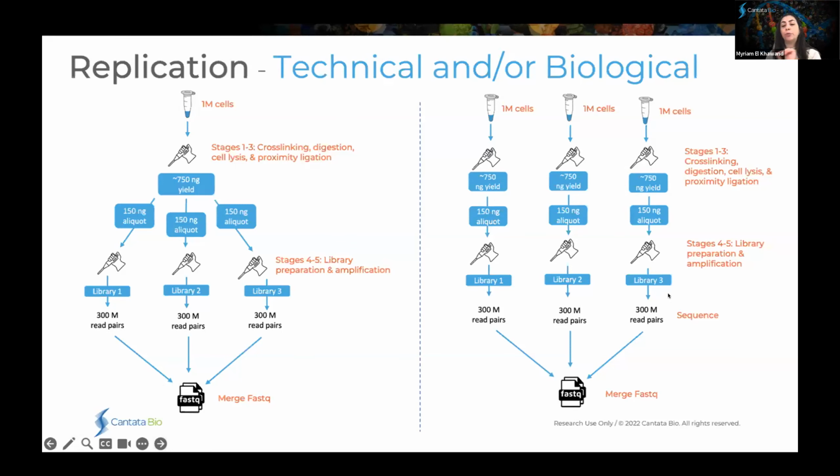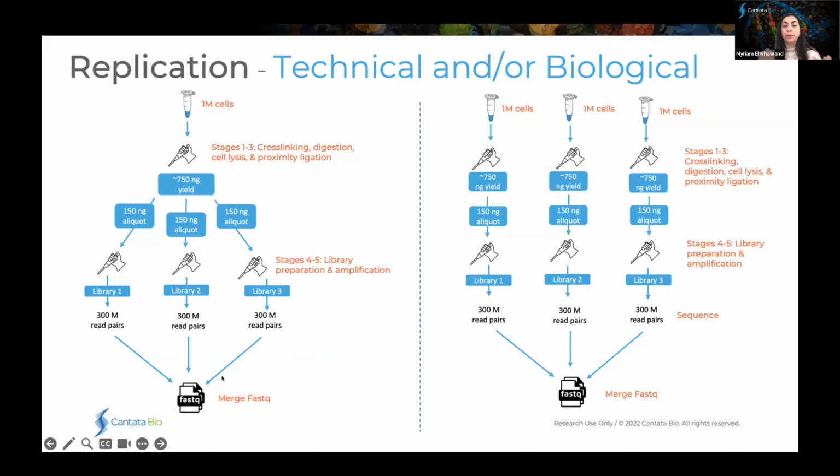You're going to store the remaining DNA, and then you will convert that aliquot into a library. So really, you have 3 libraries, or 3 biological replicates, generated from 3 proximity ligation reactions that were processed from 3 1 million cell aliquots. Each library is then also sequenced to 300 million read pairs. You merge these FASTQs, and you get your ADX coverage for loop calling.